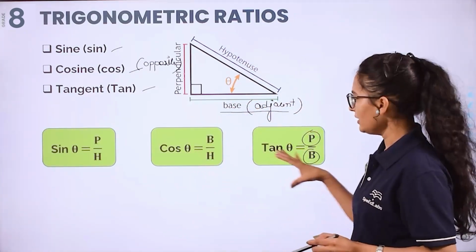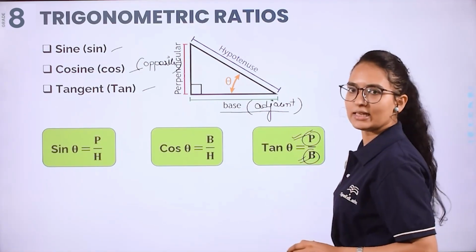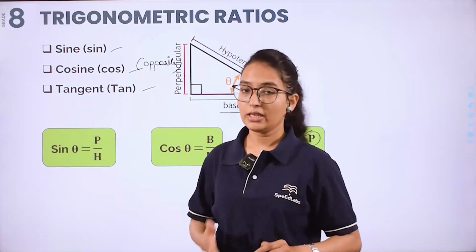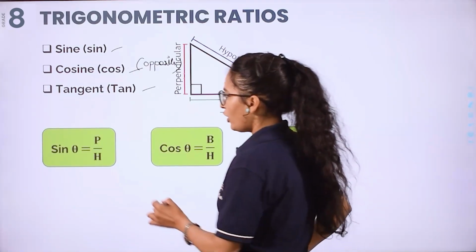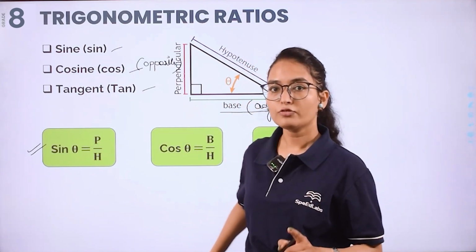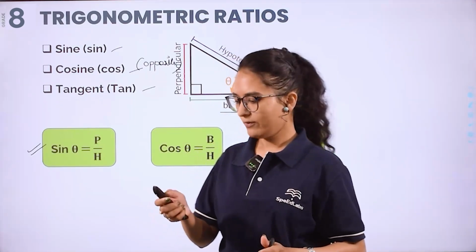Now what is the relation? You can see here we have P, here we have B. We will see the relation. Okay, now this is about the first three primary ratios. What about the secondary ratios? Let us see. If you know the value of sine theta, you can find the value of cosec theta also, because they share a relation. Okay, what is the relation?